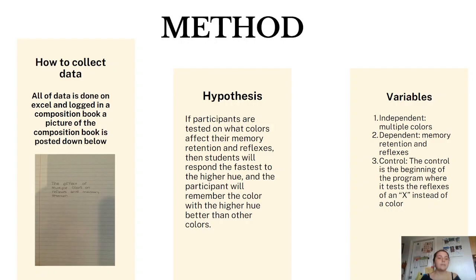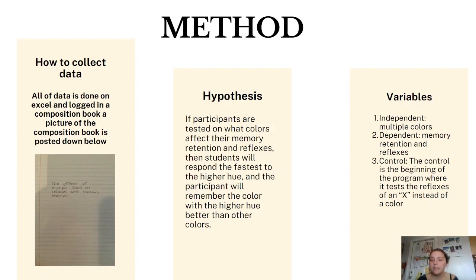My method, how I collected my data. All data is done on Excel and logged in a composition book, and a picture of the composition book is posted below. My hypothesis: if participants are tested on what colors affect their memory retention and reflexes, then participants will respond the fastest to the higher hue, and the participant will remember the color with the higher hue better than other colors.